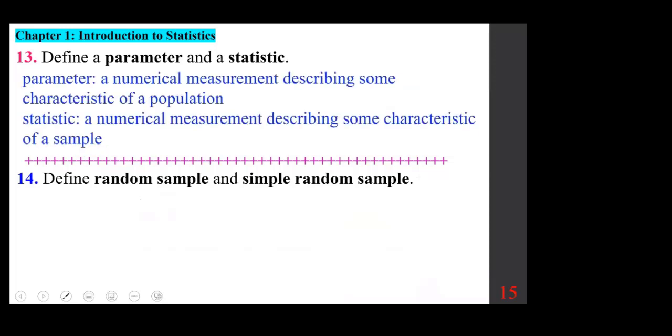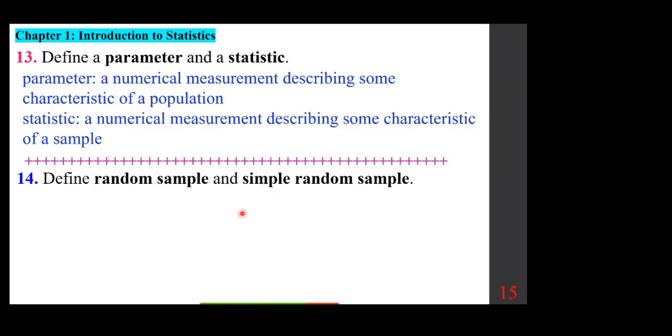Parameter versus statistics. In short, a parameter is a numerical measurement that describes a characteristic of a population. It goes back to a population. Whereas a statistic goes back to a sample. Same thing, it pertains to a sample. That's why when we write it symbolically, X bar represents the sample mean, whereas mu represents the population mean. We use Greek letters to represent population parameters.